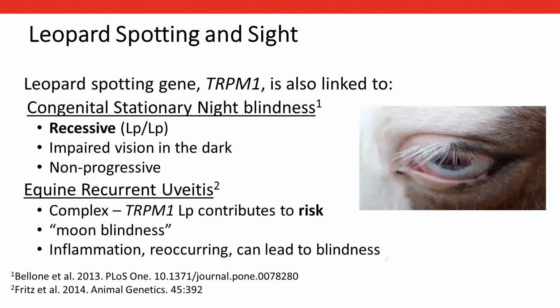However, this gene also has been linked to equine recurrent uveitis. So this is interesting in that it, again, is a risk factor. Like the squamous cell carcinoma, the eye cancer, if your horse has a copy or 2 copies of the big LP alleles, it contributes to risk for uveitis. This is also called moon blindness.